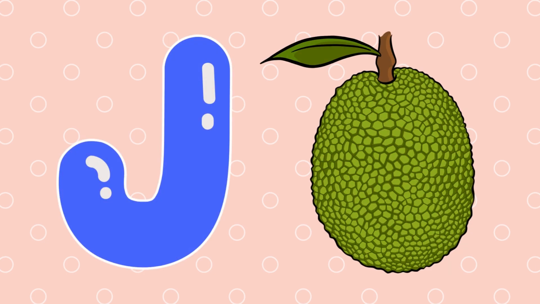J is for jackfruit, j, j, jackfruit. J is for jackfruit, j, j.